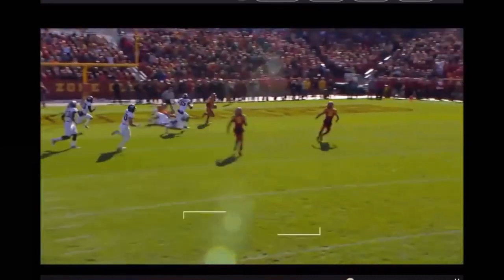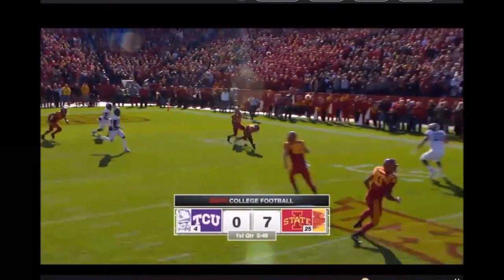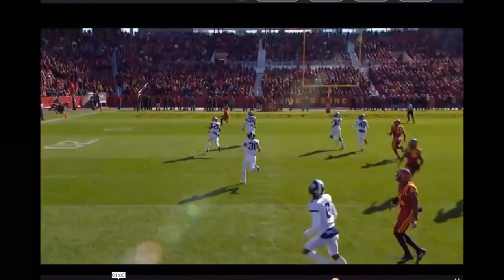Okay, so let's move on to the next play here. Hold on, Daniel. Hold on. Yeah, go ahead. Yeah, please. Go to the next play.